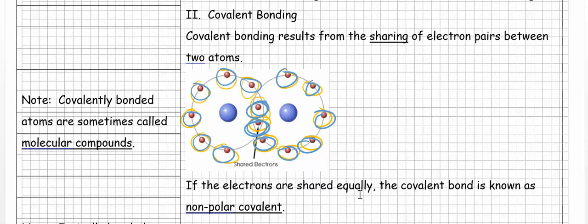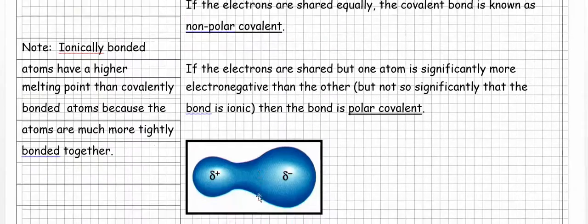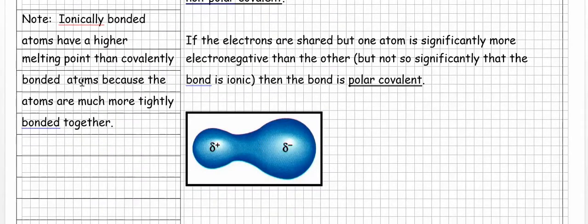Now, if the electrons are shared equally, the covalent bond is known as nonpolar. There's not one side that's more dominant with electrons than the other. That's what we mean by nonpolar covalent. Now, ionically bonded atoms have a higher melting point than covalently bonded atoms because the atoms are much more tightly bonded together. In order for melting to occur, those bonds have to be broken. So for ionic bonding, it's higher. If the electrons are shared, but one atom is significantly more electronegative than the other, but not so significantly that the bond is ionic, then the bond is polar covalent.